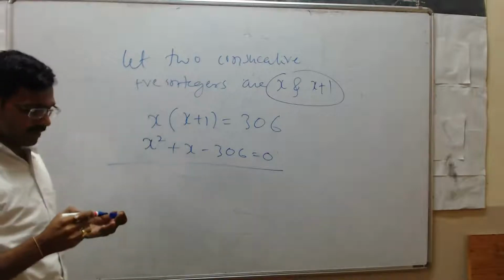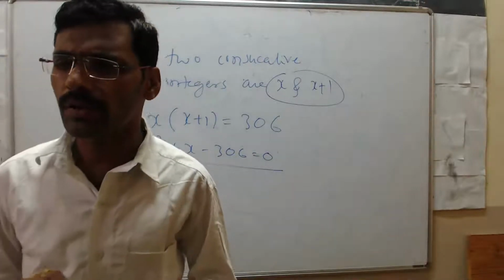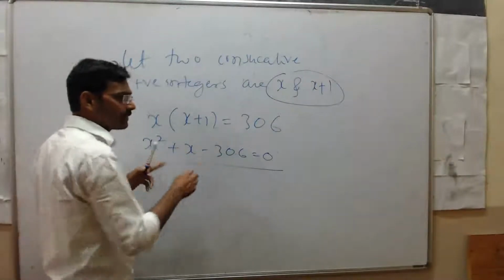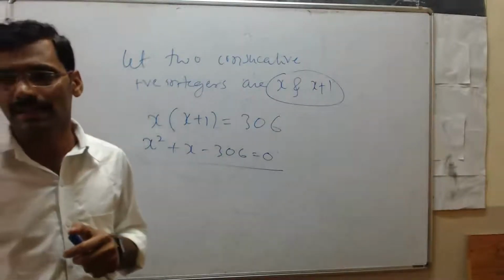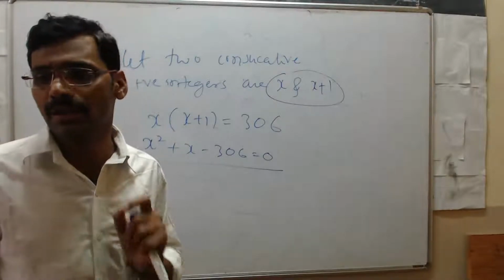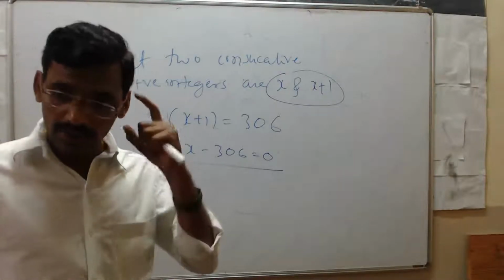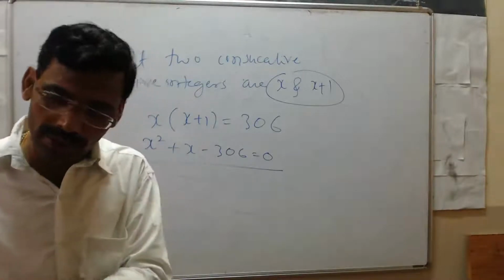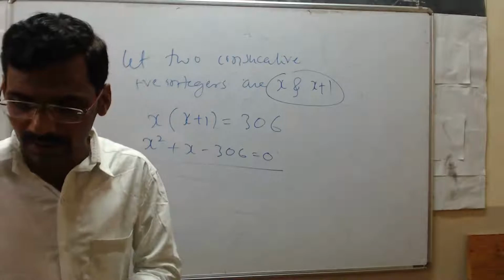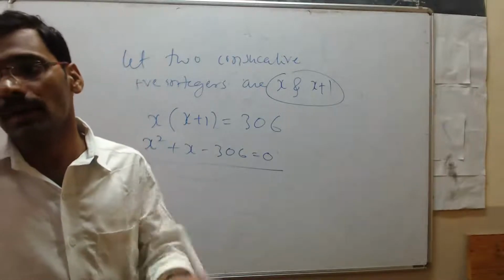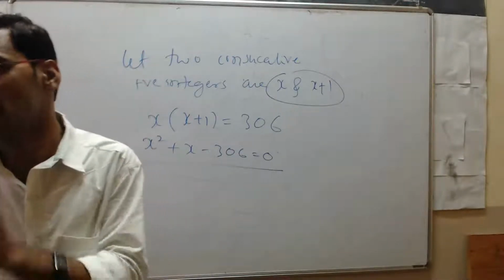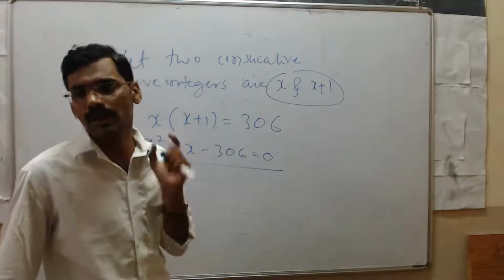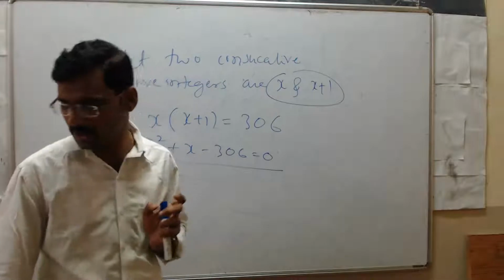Now it is in the form of a quadratic equation. The a value is 1, the b value is 1, and the c value is minus 306. Consecutive positive integers are in the form of x and x plus 1, and odd or even positive integers are in the form of x and x plus 2.